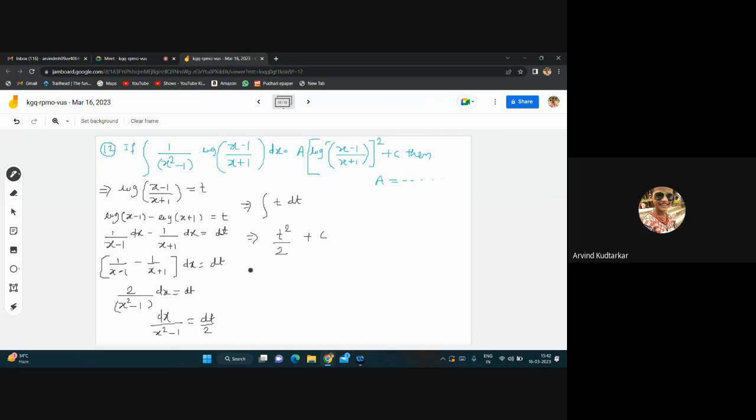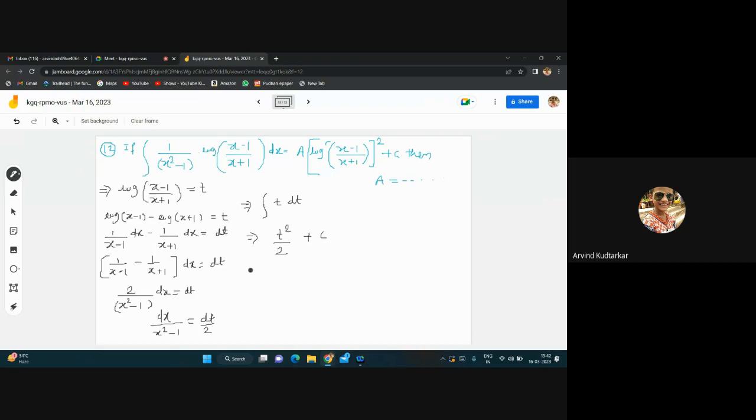Now you compare with that same solution which is already there in the given integral. So a times into, after comparing their solution with the solution in the RHS, from this you will get the value of the constant. So a times into log of (x minus 1 upon x plus 1) whole square plus C.